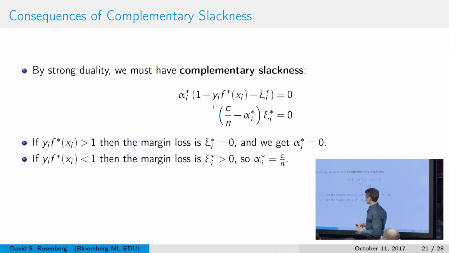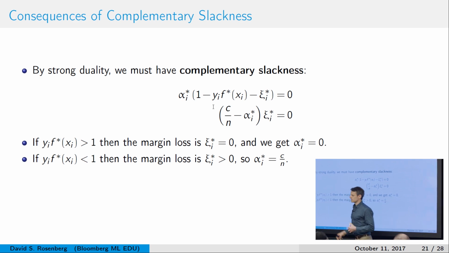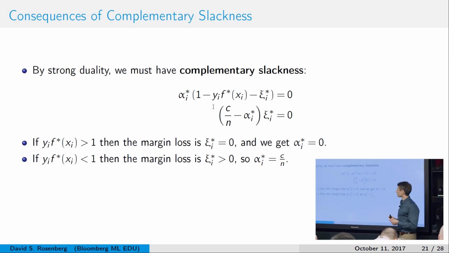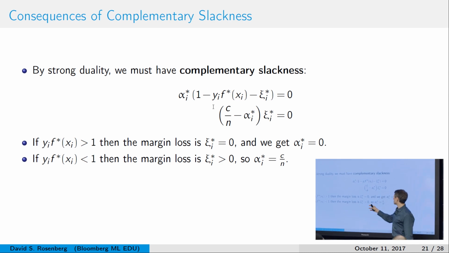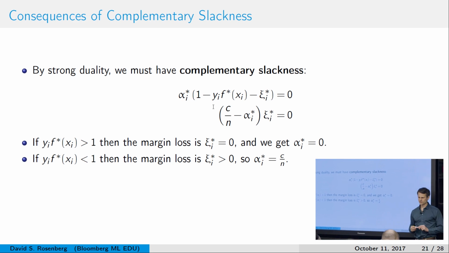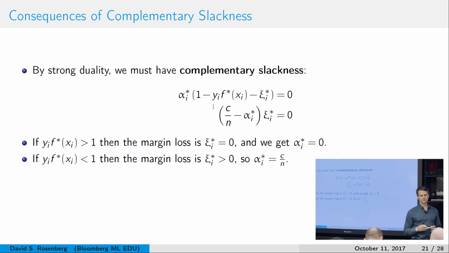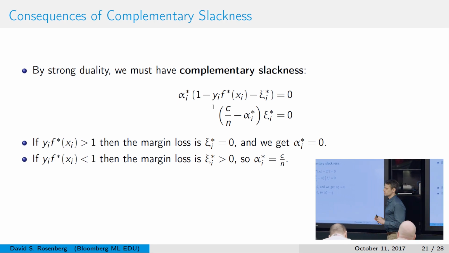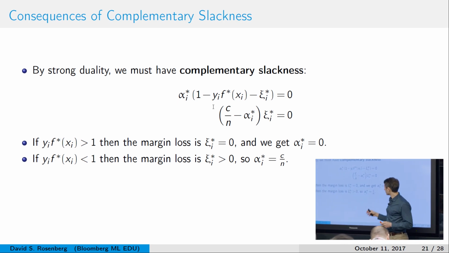Let's go and do another one. So margin is less than 1. So we have some loss. We have some margin loss. So margin loss is, yes, greater than 0. And so alpha i star is C over n. Remember what C over n was? It's the upper limit of alpha. It's the highest value we can possibly assign to an alpha. So do we see why this is the case?